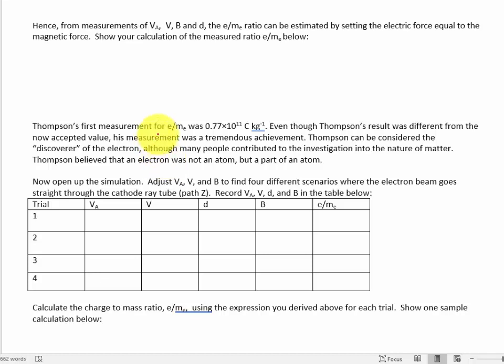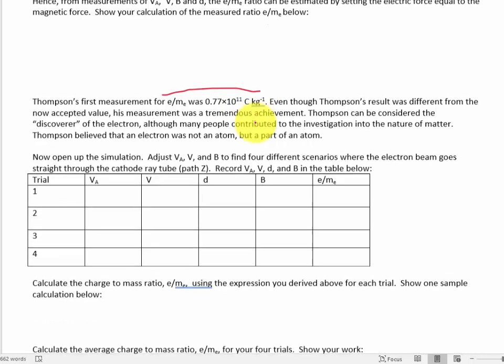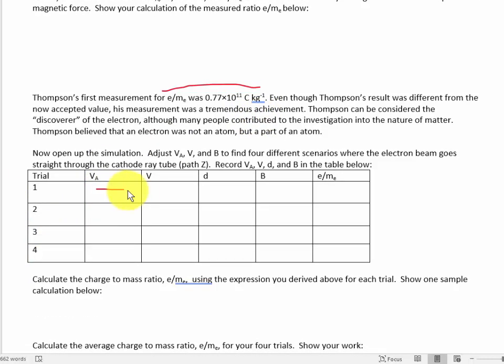I'm going to have you do that for a couple of these and solve for the charge to mass ratio. It should be roughly this value right there. Note the unit is coulomb per kilogram, and I'm going to have you do that for four different attempts.